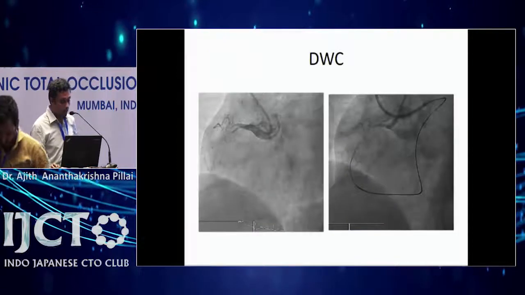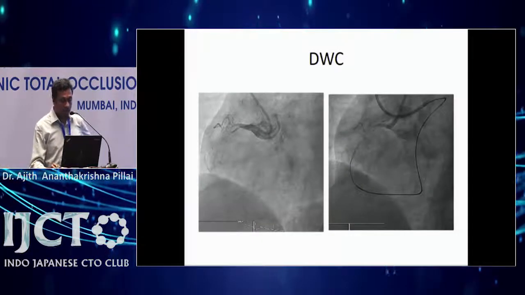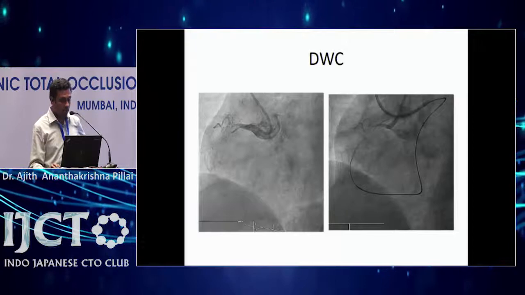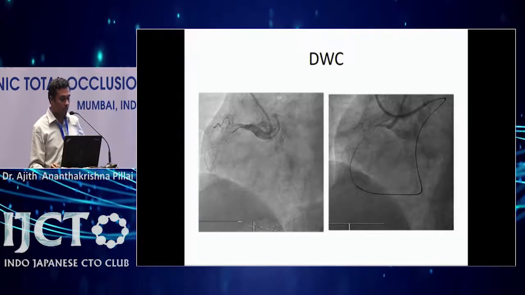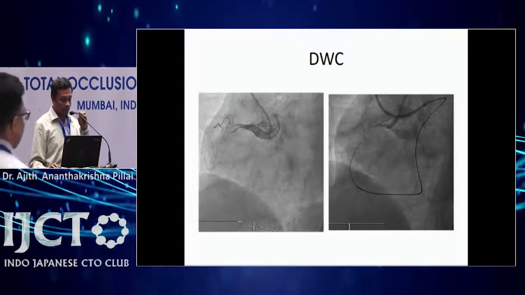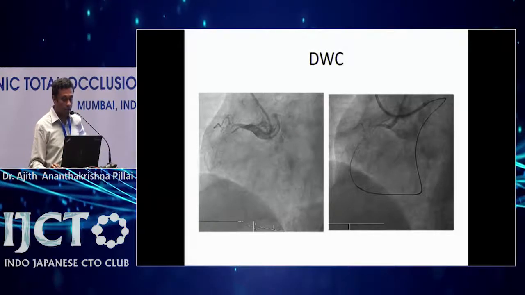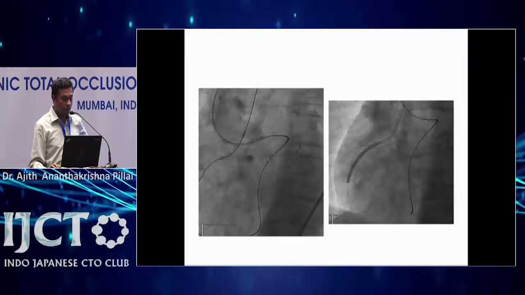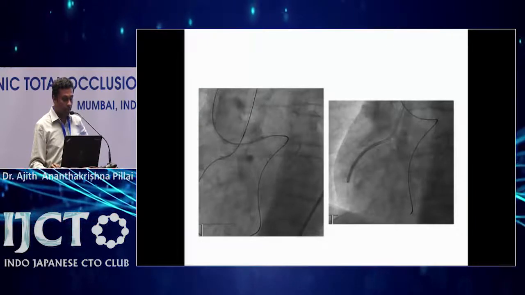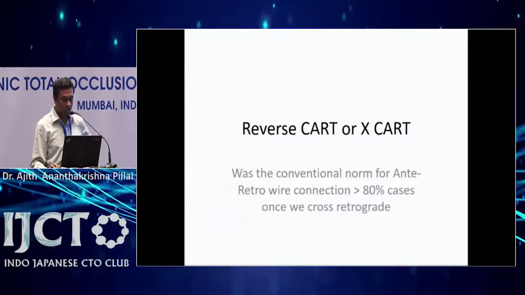So this is an example of a proximal right coronary artery occlusion, and the antegrade approach had failed earlier because of the branch point and ambiguous proximal cap. But the dual injection showed that it was a very short occlusion. So the retrograde wire could directly get into the antegrade guide catheter, so then it was trapped and subsequently stented.